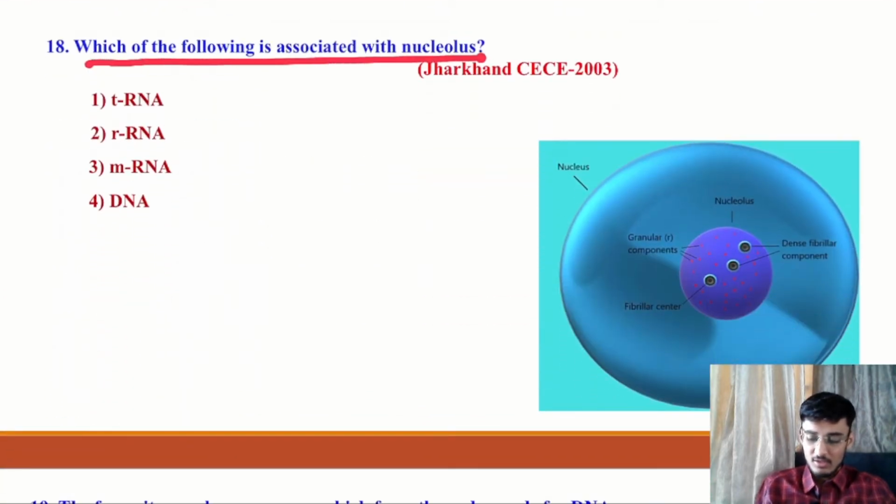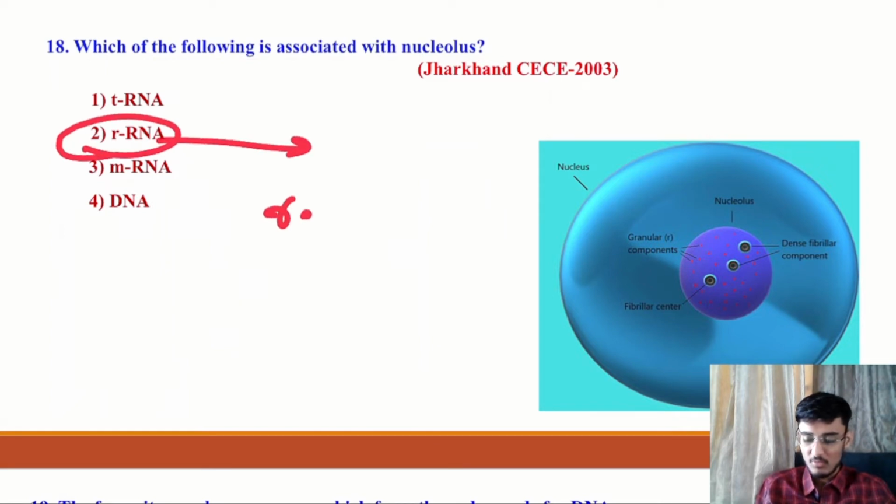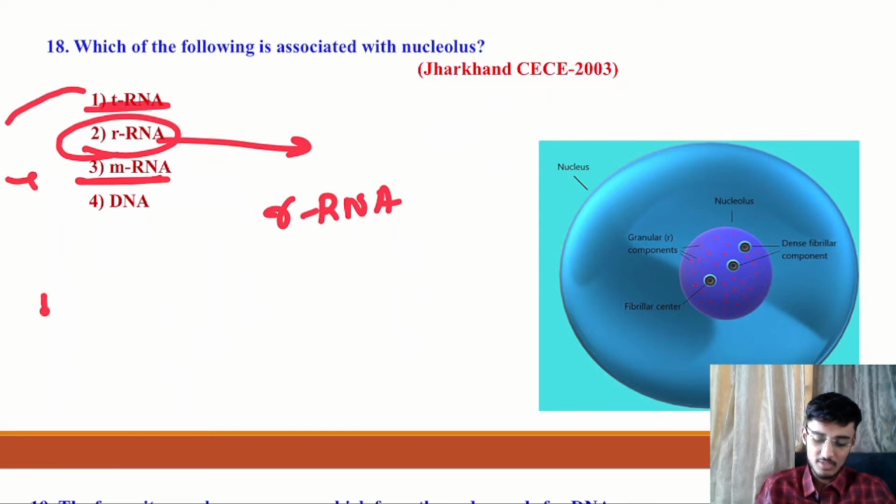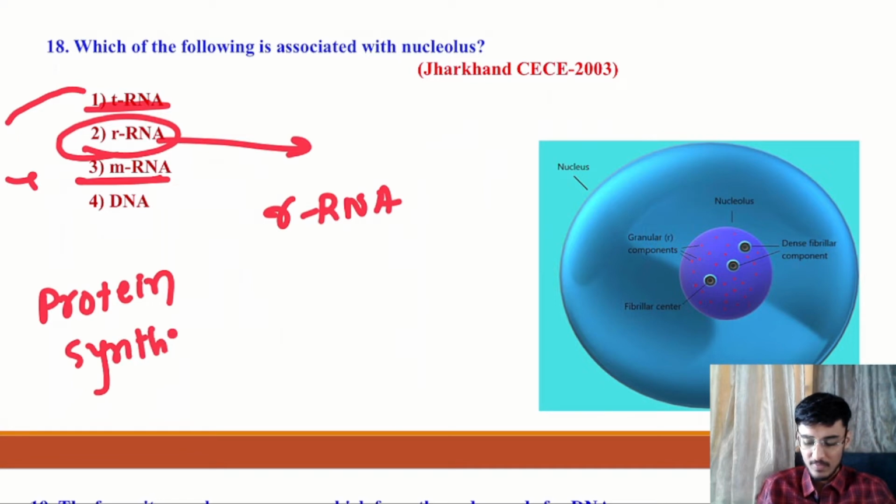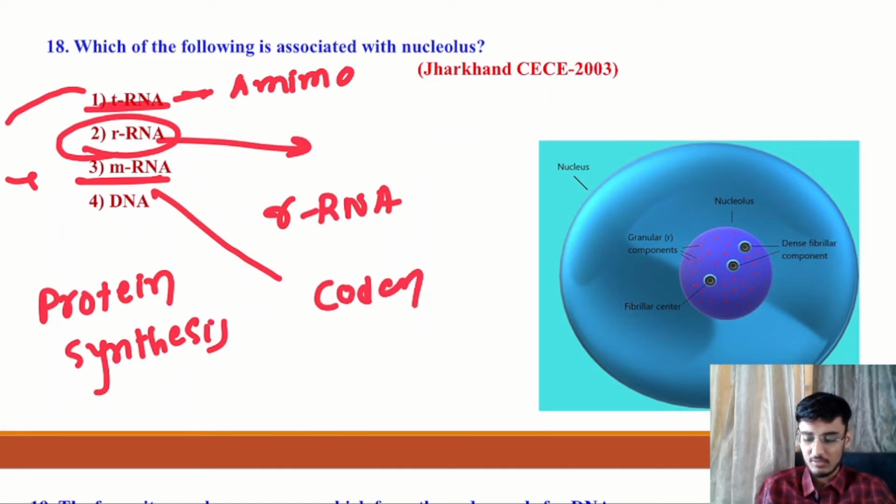Which of the following is associated with the nucleolus? Nucleolus contains the rRNA, called ribosomal RNA. Transfer RNA and mRNA are responsible for protein synthesis. Transfer RNA carries the amino acids, mRNA has the codon, while tRNA has the anticodon.